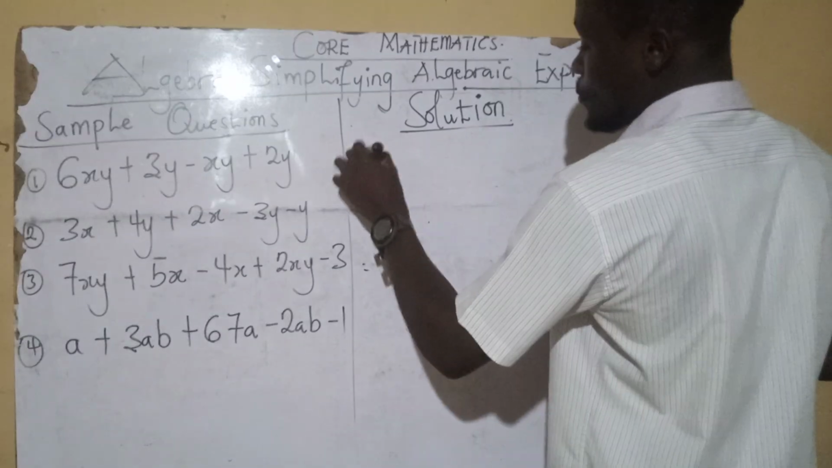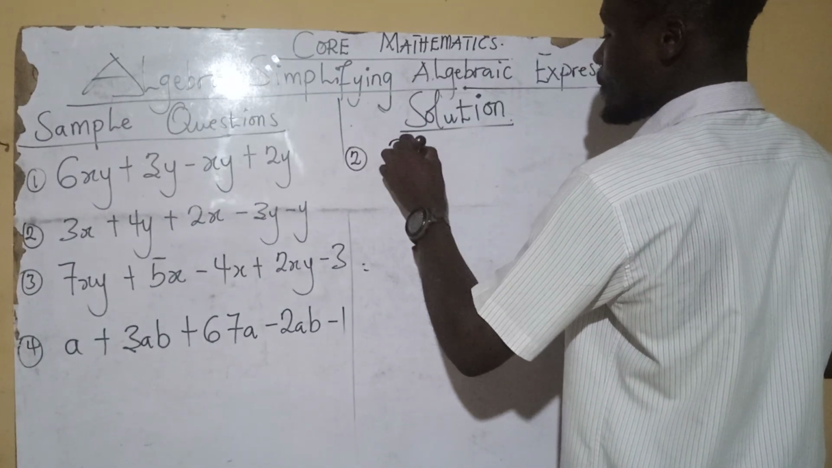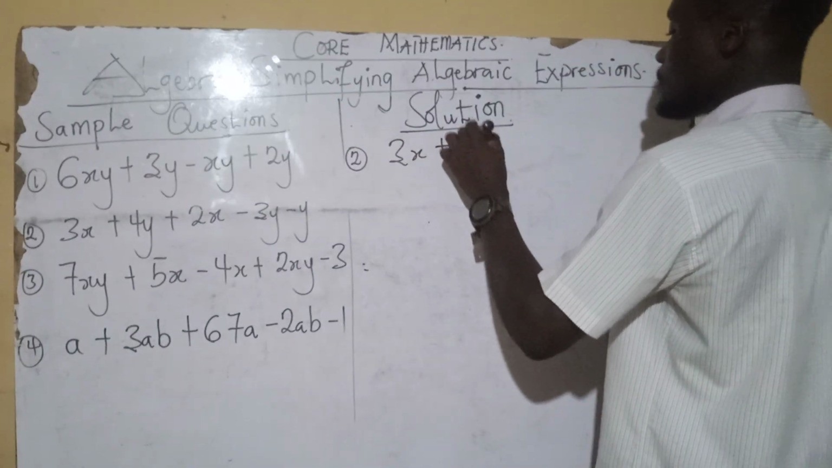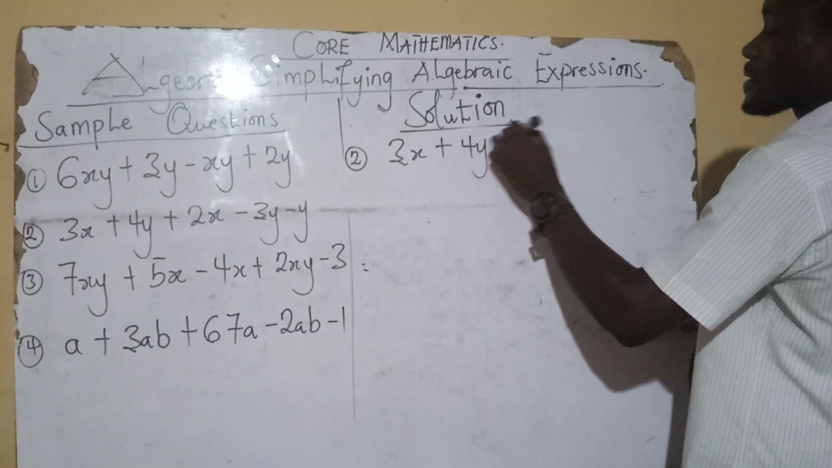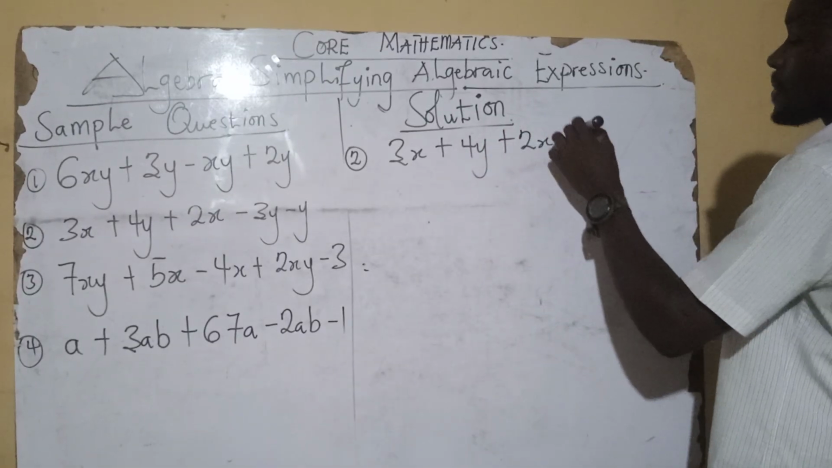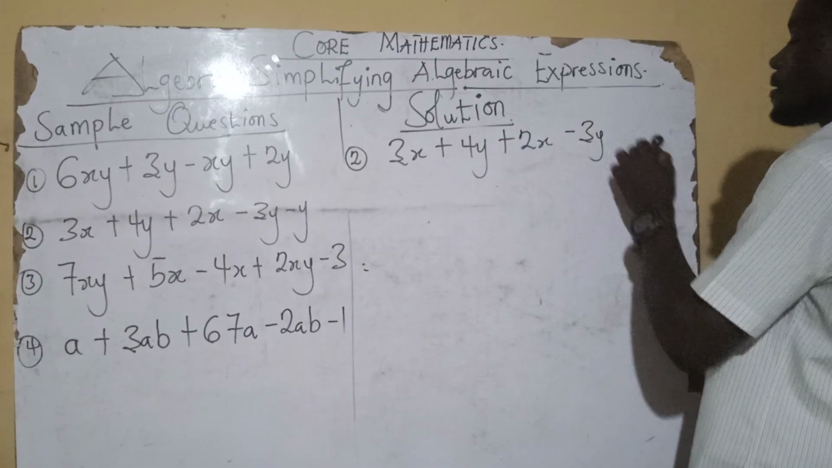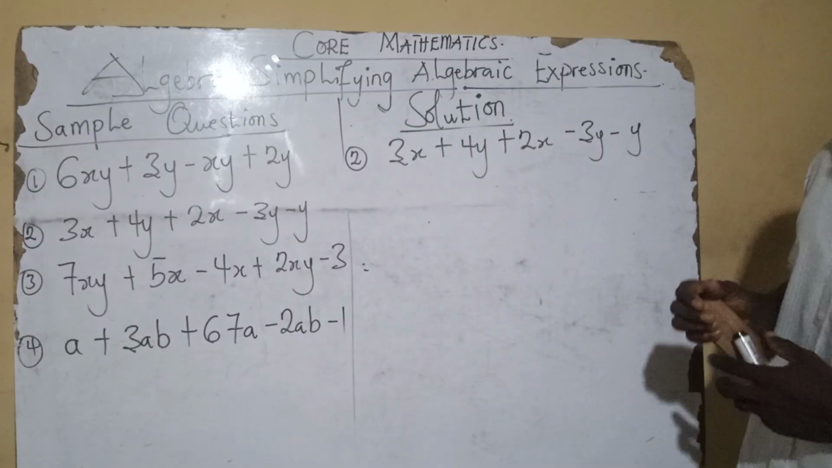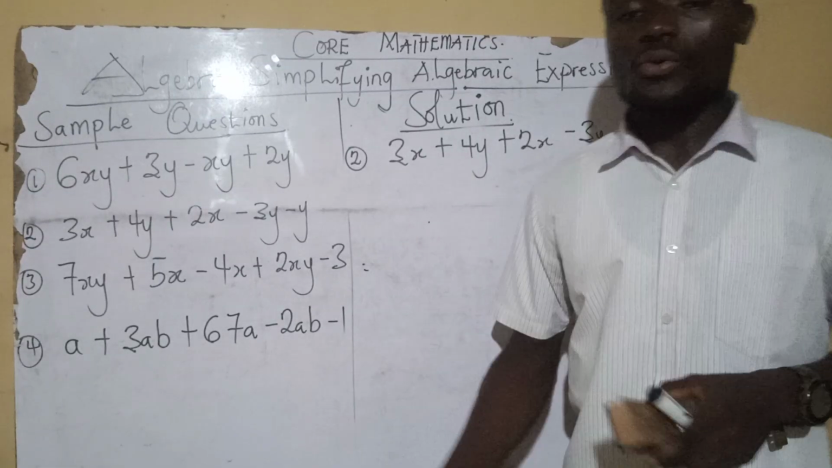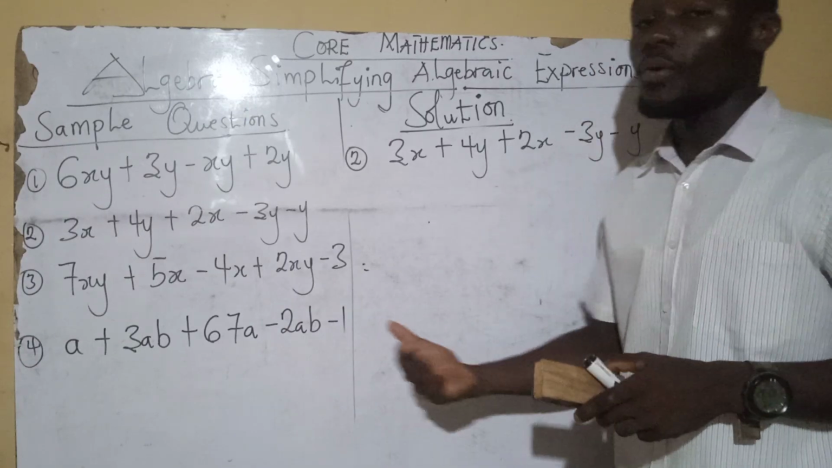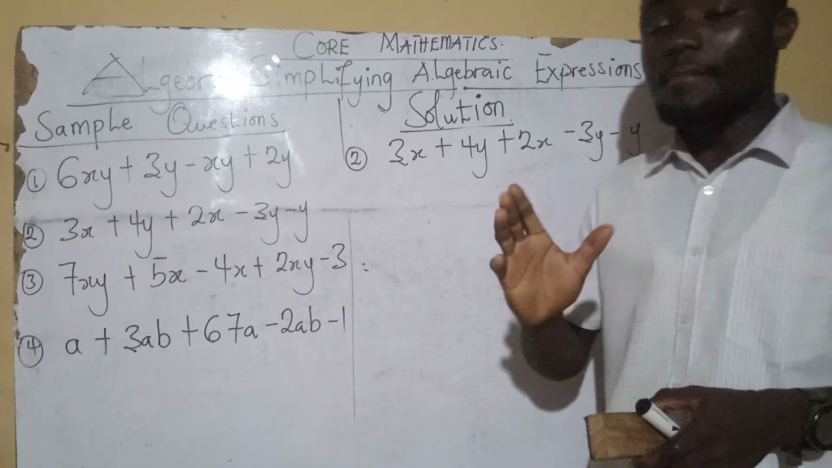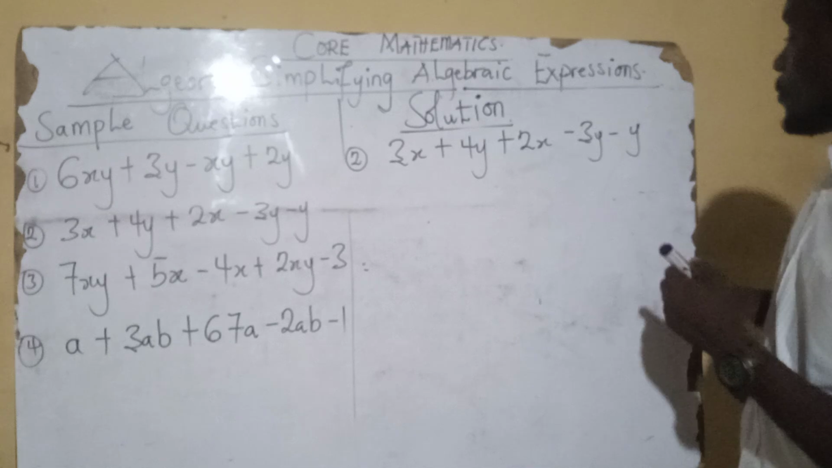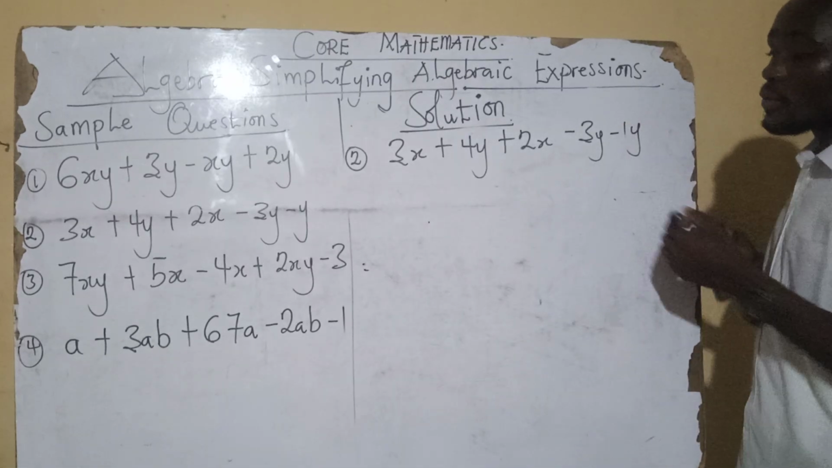So question number 2, we have 3x plus 4y plus 2x minus 3y minus y. Okay, where I told you that any time a variable stands on its own, there is a coefficient of what? A unit number, which is 1. So let me introduce 1 here so that you will not get confused.